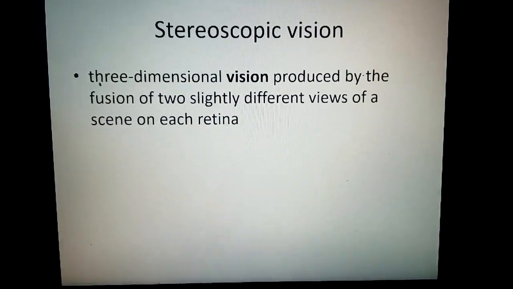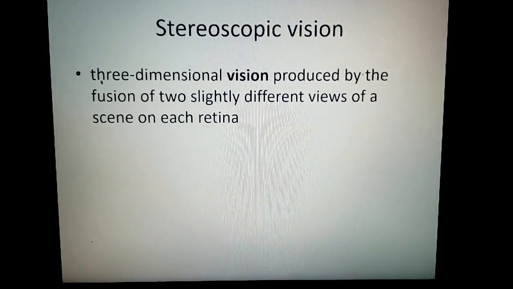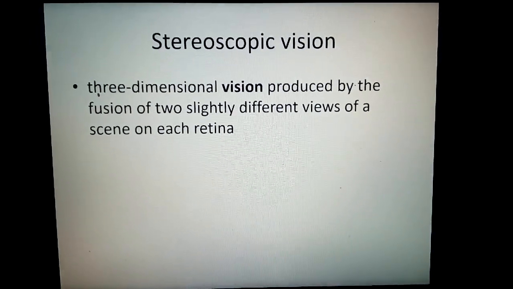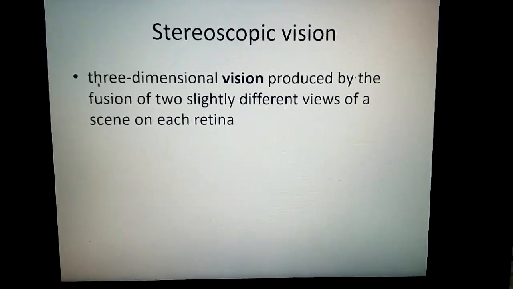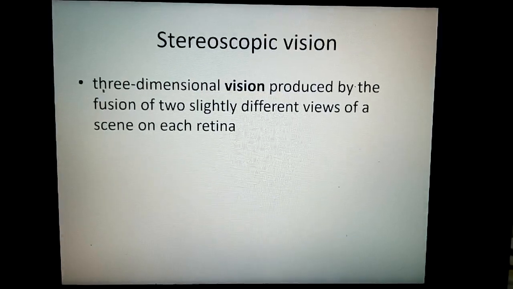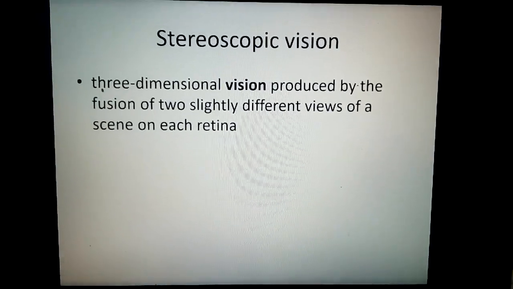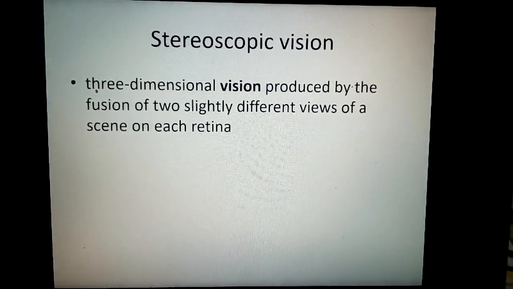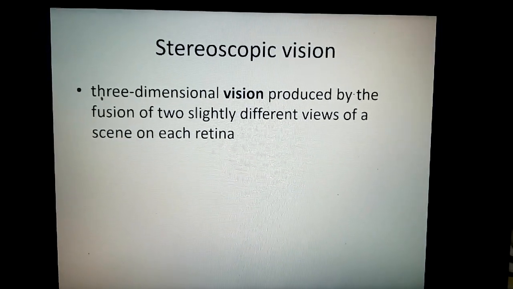So what is stereoscopic vision? Stereoscopic vision is three-dimensional vision produced by the fusion of two slightly different views of a scene on each retina. It is through this vision we perceive depth in the 3D world through our eyes. Through one eye we would not be able to successfully perceive depth.